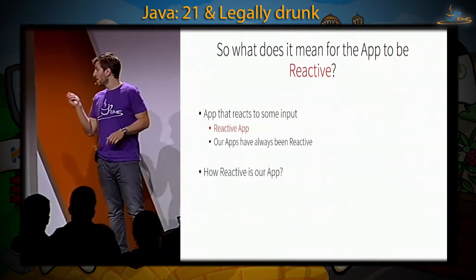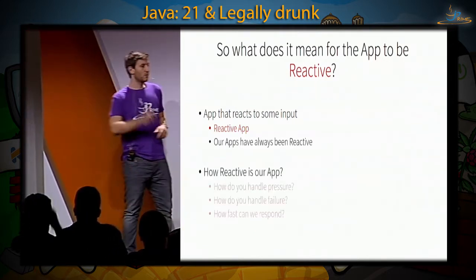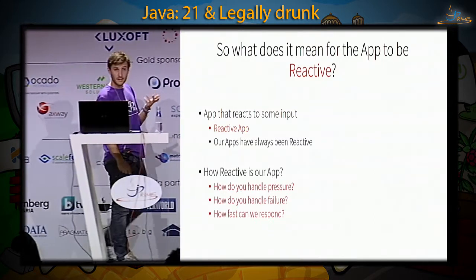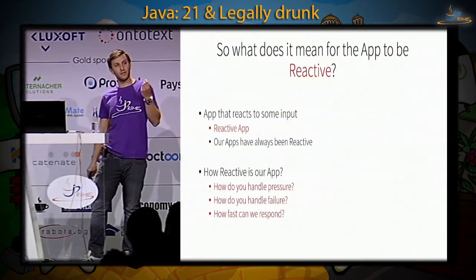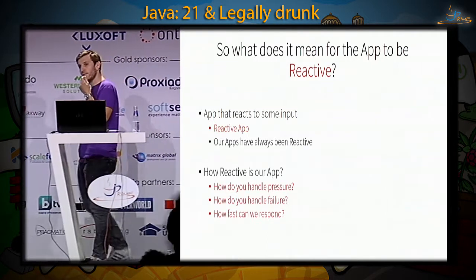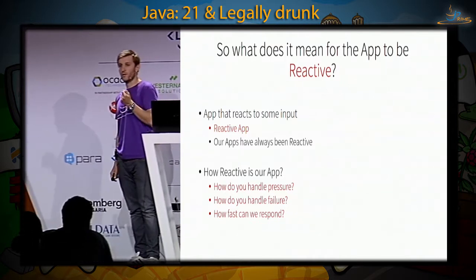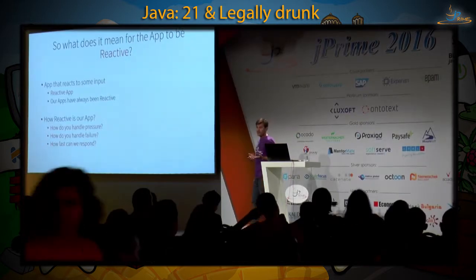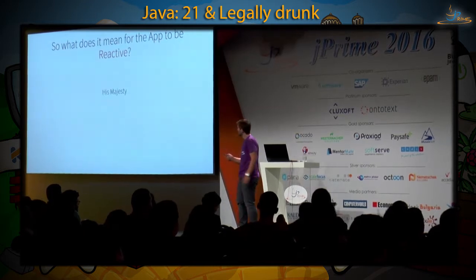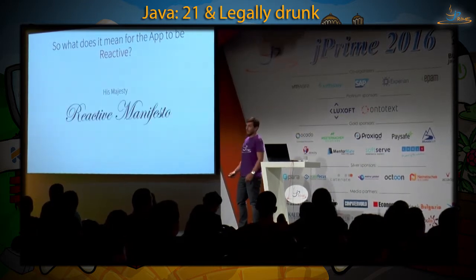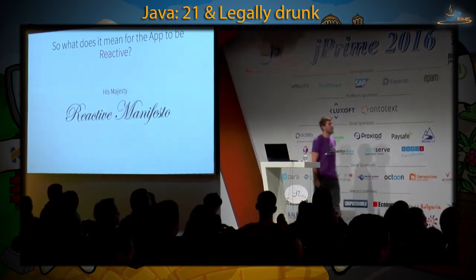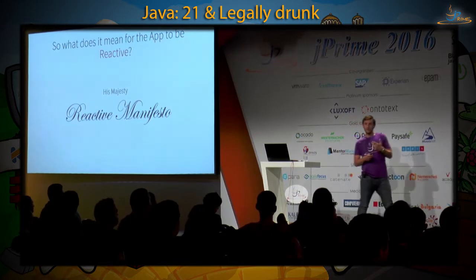But how reactive is our app? How do we handle pressure? How do we handle failure? How fast can we respond? Okay, so these are the questions. These are the real questions. These are the questions that separate good reactive apps from the bad ones. So we could say that we need a set of requirements that each good reactive app should meet. And in comes His Majesty, the Reactive Manifesto. You might have heard of it. Okay, so in the last few years, this manifesto became very popular as the source of these requirements.